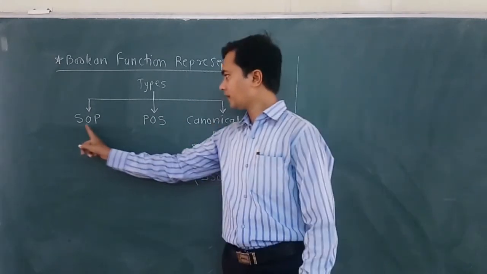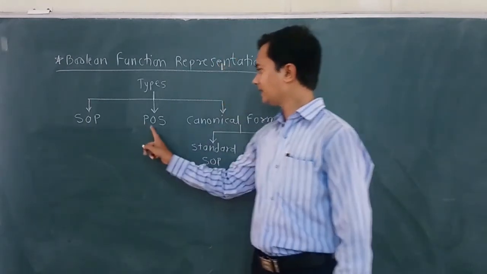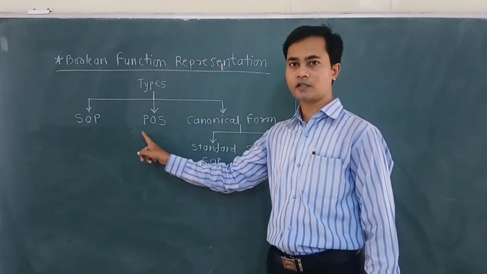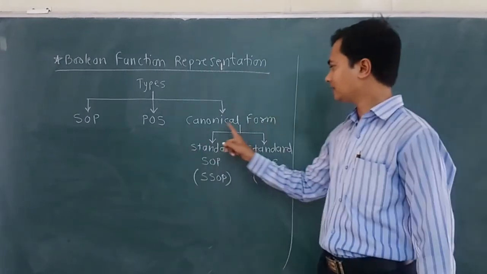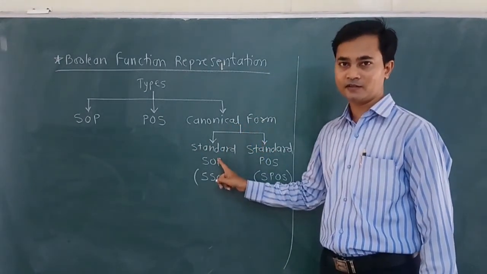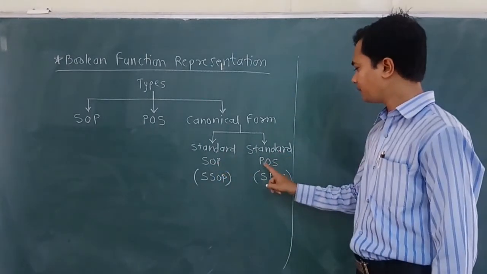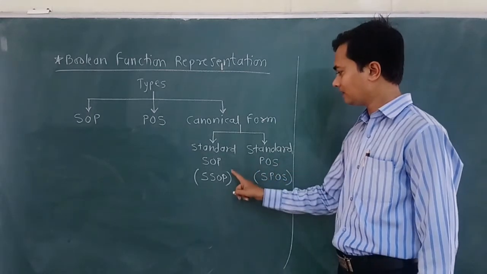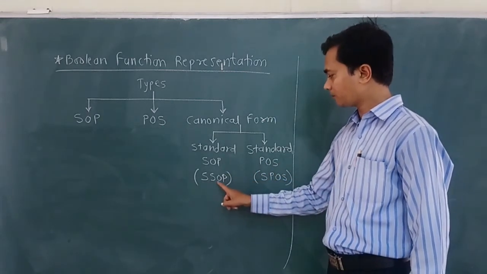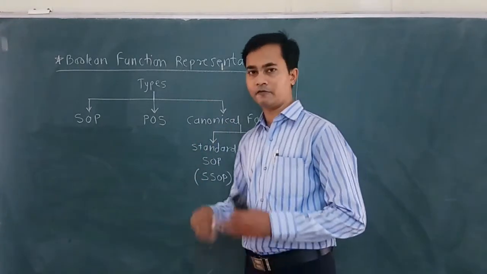Here, SOP stands for sum of product. The second type, POS, stands for product of sum, and the third type, canonical form, again has two subtypes. Those are standard sum of product and standard product of sum, written in short form as SSOP and SPOS. So we'll see all these three types one by one.